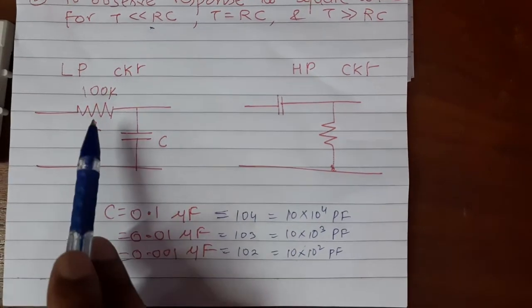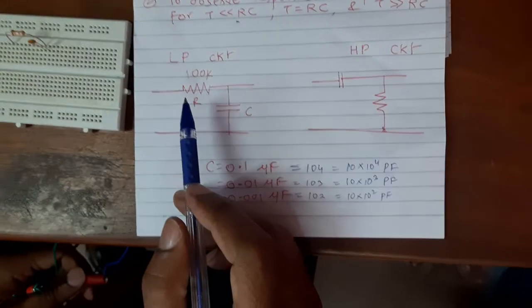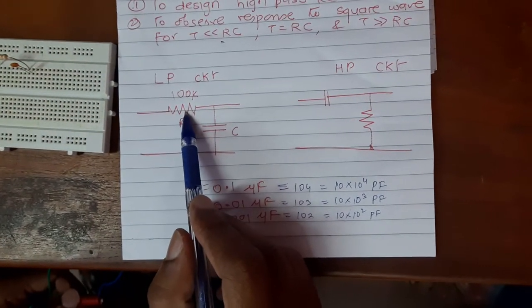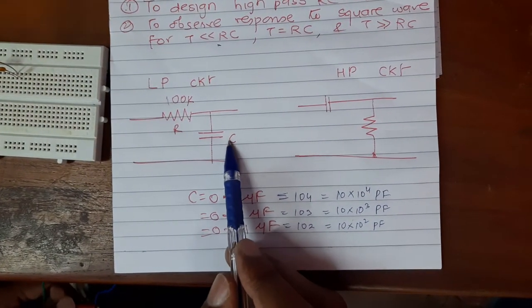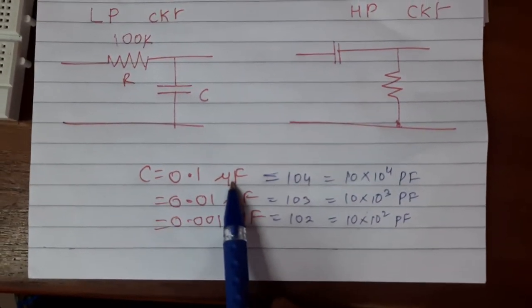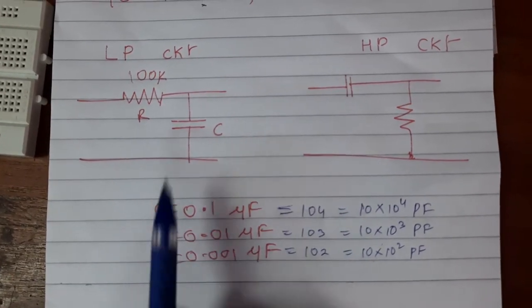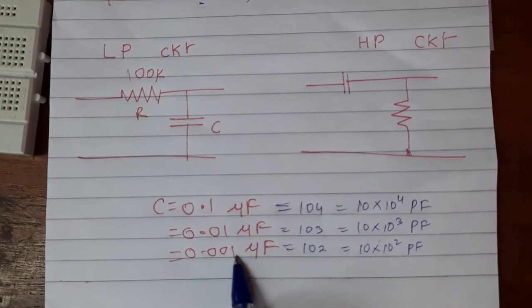So what we have done is that we have taken three cases. We have kept the resistor fixed, and then we have taken three values of capacitor. One is 104 or 0.01 microfarad in one case, in the other case 100k and 0.01 microfarad, and in the third case 100k and 0.01 microfarad.